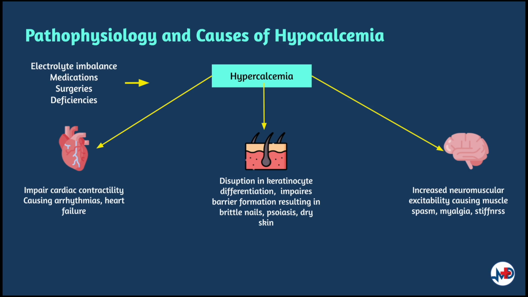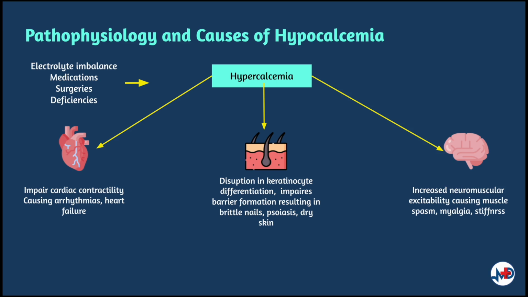The causes of hypocalcemia can be grouped as electrolyte imbalance, and this can be due to hypoalbuminemia, hypomagnesemia, hyperphosphatemia, and other factors such as multifactorial enhanced protein binding and anion chelation, medication effects, surgical effects, parathyroid hormone deficiency or resistance, vitamin D deficiency or resistance. The pathophysiology of hypocalcemia arises from various etiologies as mentioned.